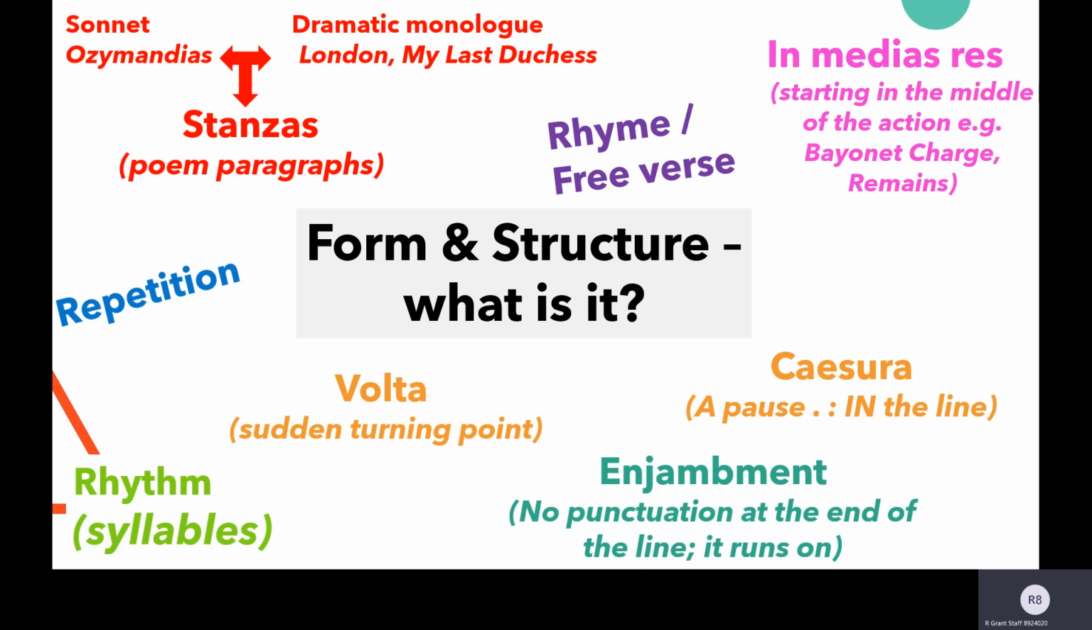So those are our 8 different structural techniques. So you might want to make a note of those, make some revision cards of them, because you will need those in year 11 when we come back to poetry and revisit it.